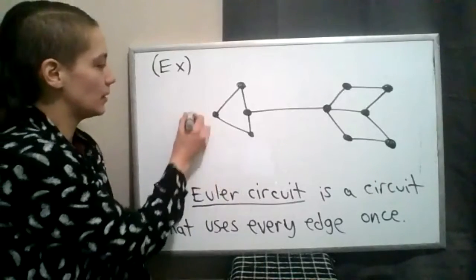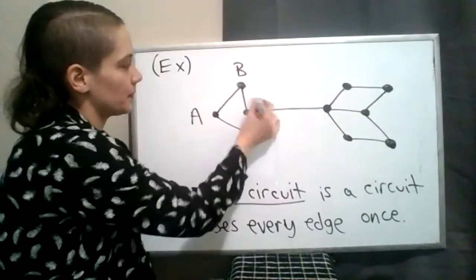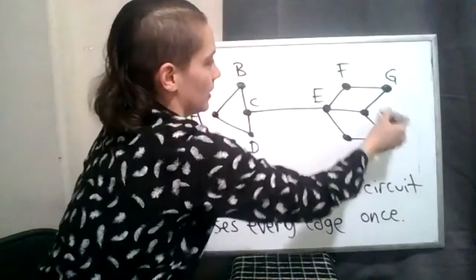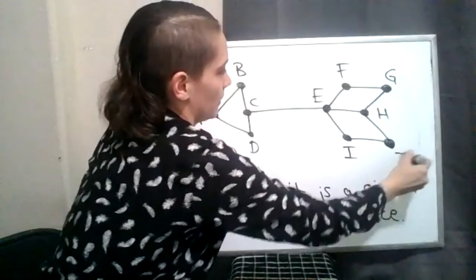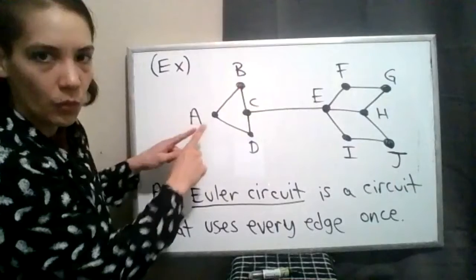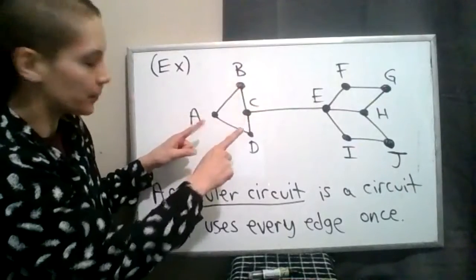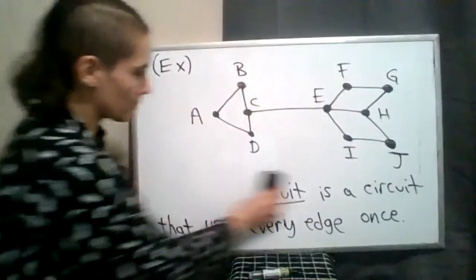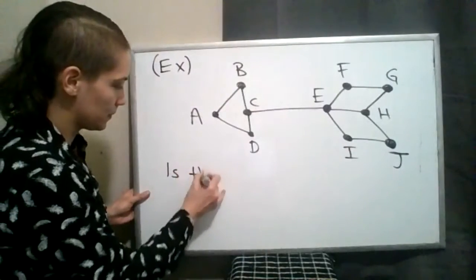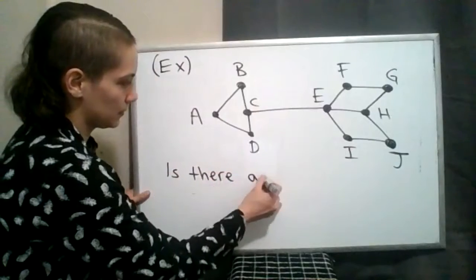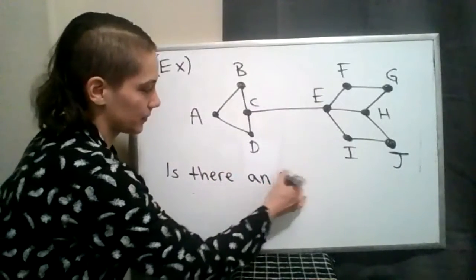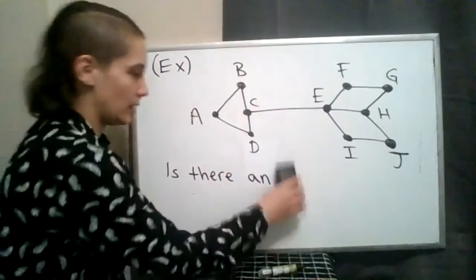Like as an example, let's go A, B, C, D, E, G, H. Okay, so this will help describe like where I'm trying to travel on this graph. Let's see, is there an Euler path? Not just a path.